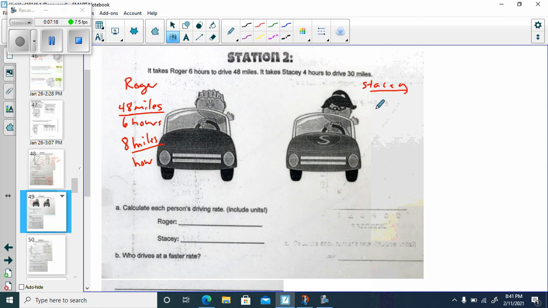How about Stacy? Okay, let's see. She's going 30 miles in 4 hours. 30 miles, and so we put the time on the bottom, 4 hours. If you divide 30 by 4, you get 7.5. Okay, so Stacy would be going 7.5 miles per hour. Roger's rate is 8 miles per hour. Stacy's rate is 7.5 miles per hour.